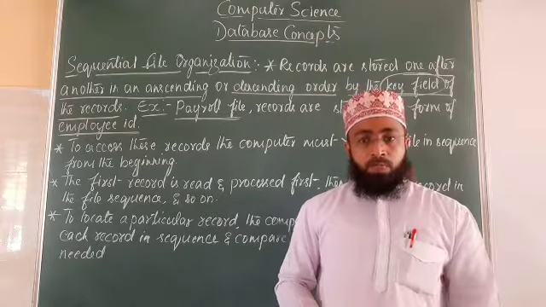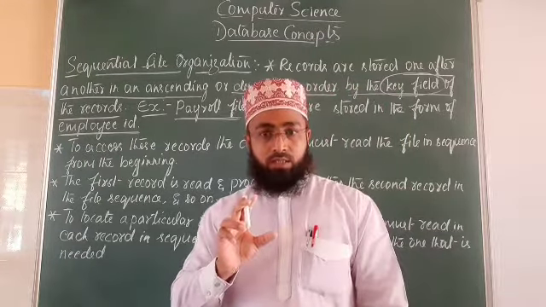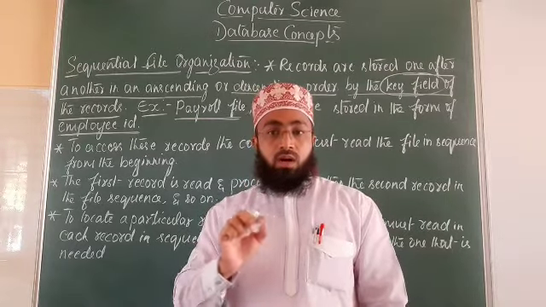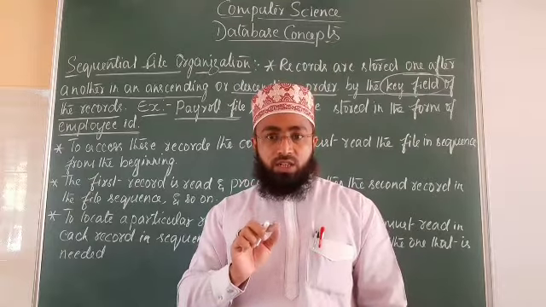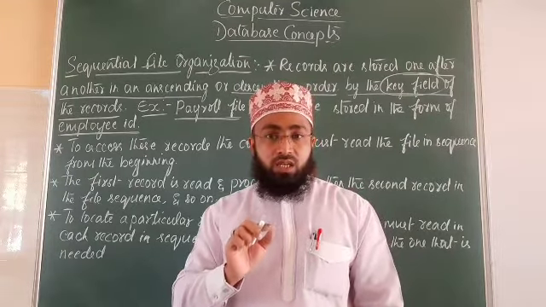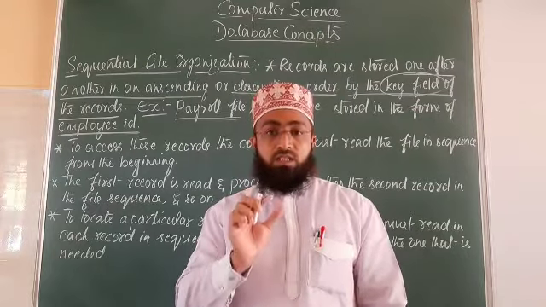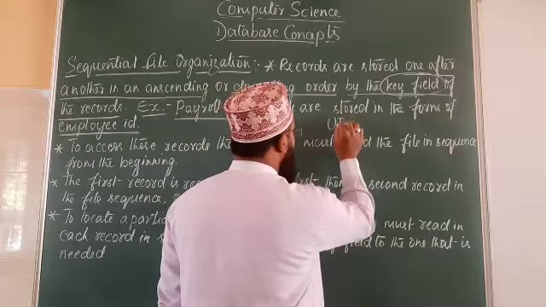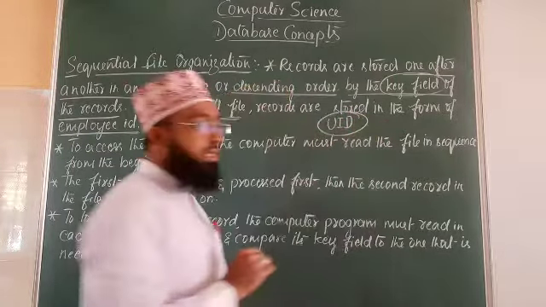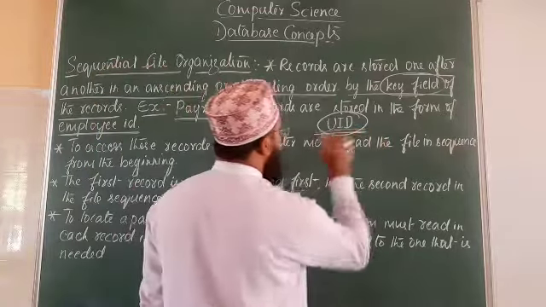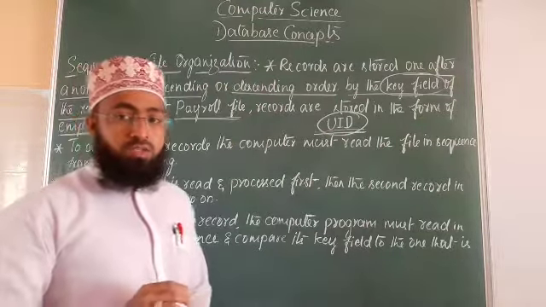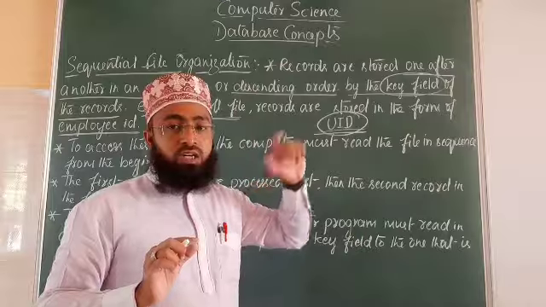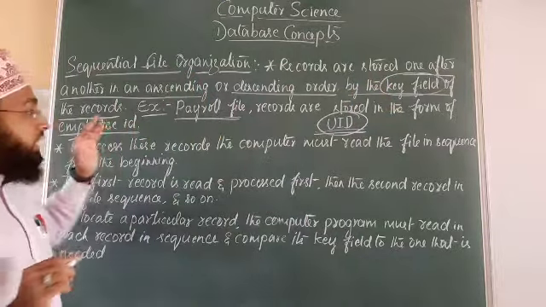And one more thing, take your Aadhaar card. The Aadhaar number that you have, in the entire population of India, no one can get the same number. That is the unique identification number, so it is called UID. UID means unique identification number. So this unique identification number is called the key field. Like that, records are stored with the unique identification number, that is called a key field.